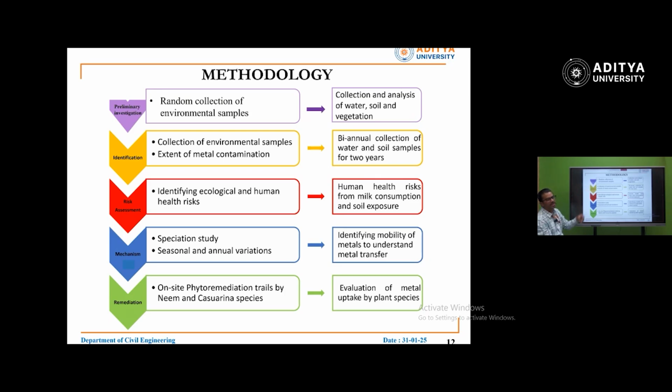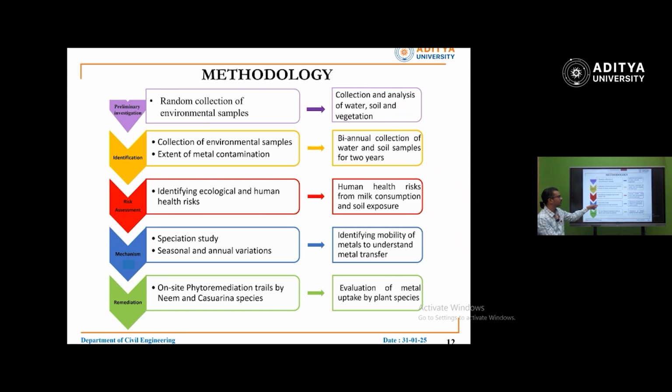Then after the preliminary identification, once we got the idea, we need to find certain sampling points so that we can continue our research for the further 2 years. So we identified those areas, and from them we will be collecting water and soil for the next consecutive 2 years and doing our further analysis. Then we need to identify the risk. Regarding the risk part, we'll come to that in the second chapter, where I can explain it clearly.